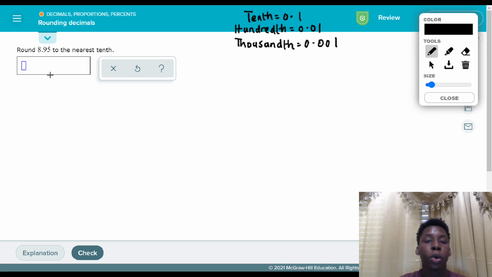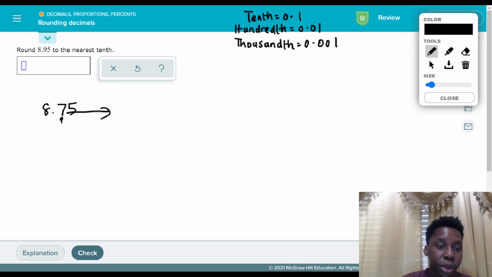What that means is we have to basically remove every other number behind whatever we're being asked to round. So let's say we have 8.75. We have to round this number to the nearest tenth. This number here is the nearest tenth. That means every number behind this 7, from 5 and beyond, has to be counted as 0. That's what it means. That's the same thing we're going to be doing here.